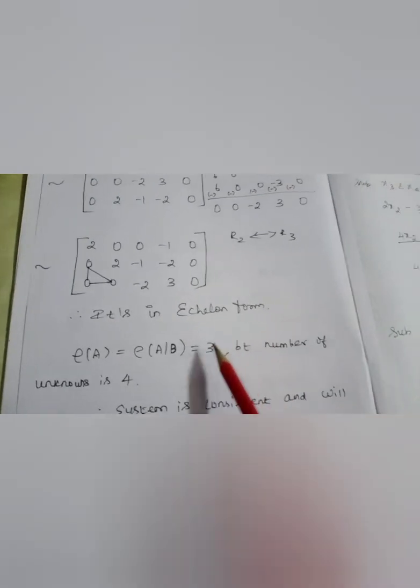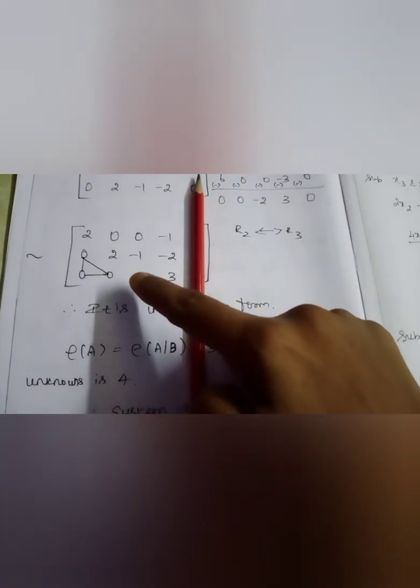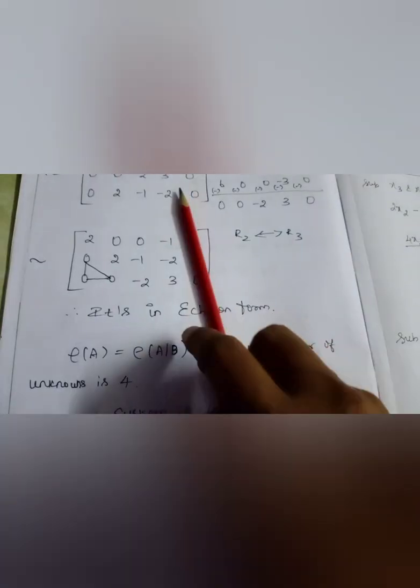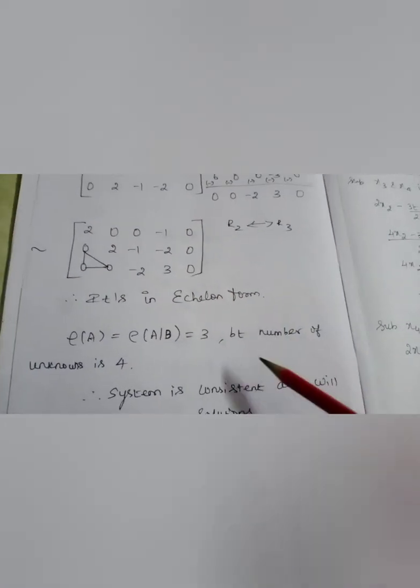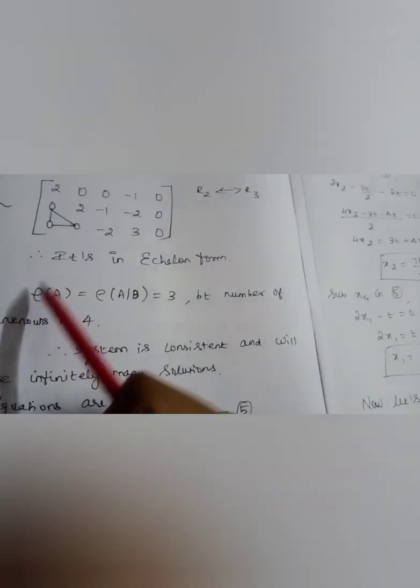Now check the rank of A alone, that is, leaving the B part. So rank of A is, number of non-zero rows is 1, 2, 3. So rank of A is 3. Rank of AB is also 3. But the number of unknowns here is 4. Remember, we assumed here the unknowns, that are positive integers, to be x1, x2, x3 and x4. So there are 4 unknowns. Means this cannot be considered as having a unique solution.